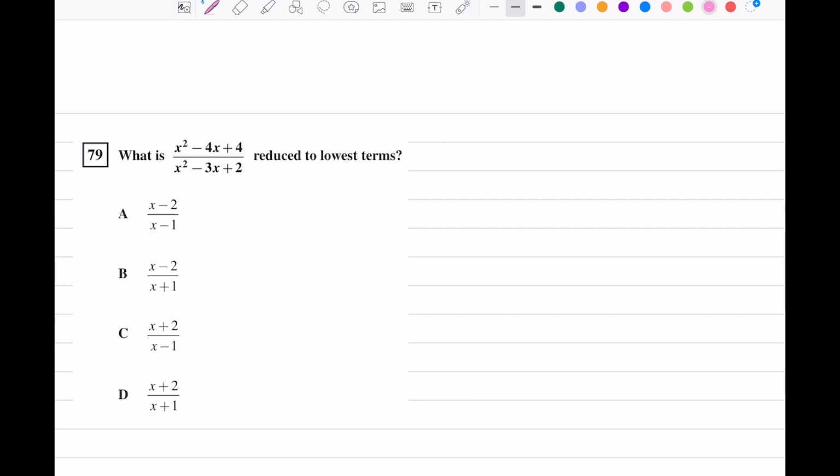What is x squared minus 4x plus 4 divided by x squared minus 3x plus 2 reduced to lowest terms? All right, we know the process now. Let's deal with the top. We have x squared minus 4x plus 4. Take a second and make sure you can factor that. I'll go straight to the answer. It'll be x minus 2 times x minus 2.